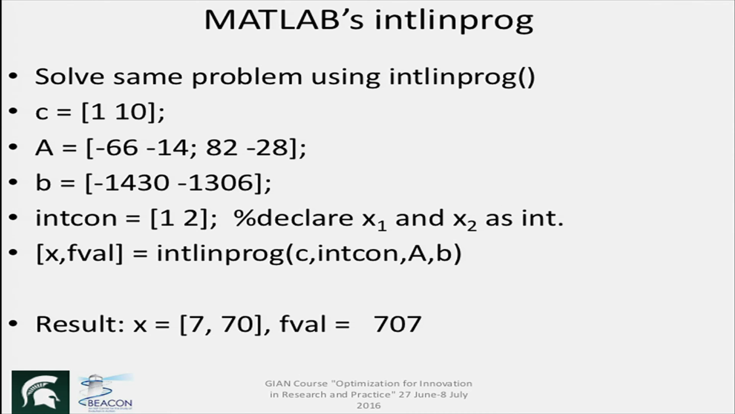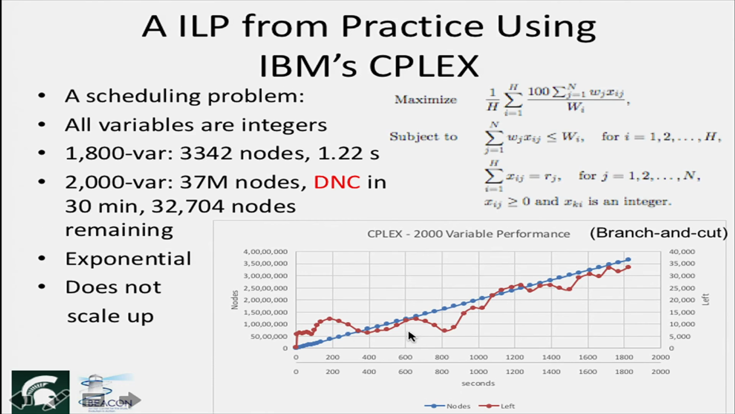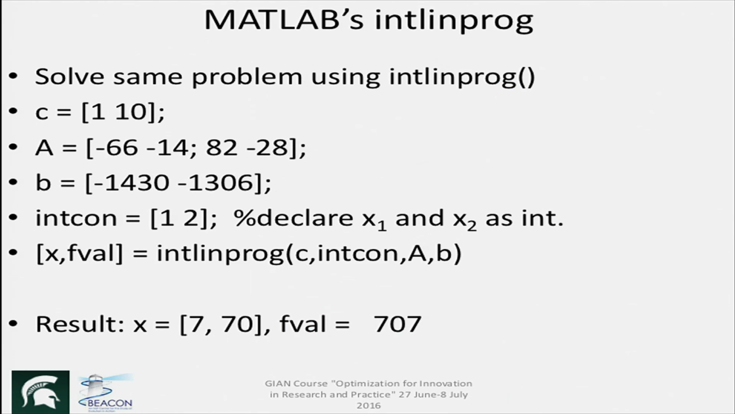Okay? And then the syntax is int-lin-prog, C, which is the f, the coefficient of the objective function, and then which are the integer variables, that indexes, and then A and B as usual, the constraints. Okay? And when you run this, x value comes out to be 7, 70, f val 707. So we can actually go and check whether it was 10 or 14. We can just run it. I guess you can try that as well. Okay, so let's not go there.